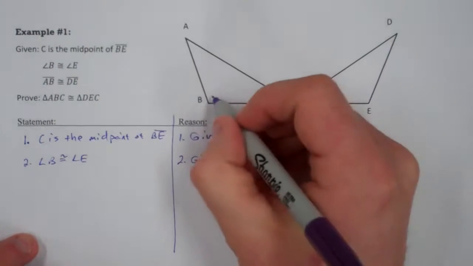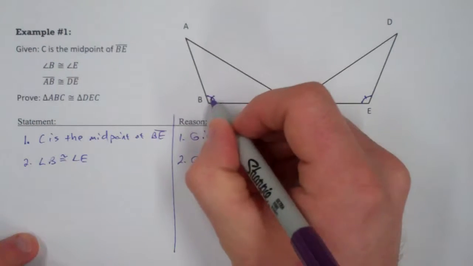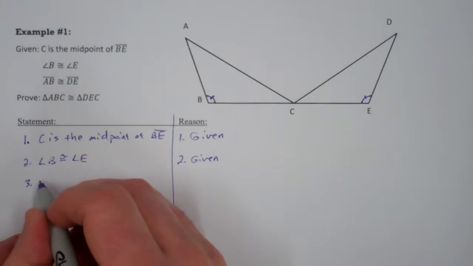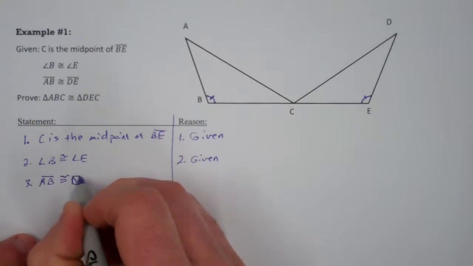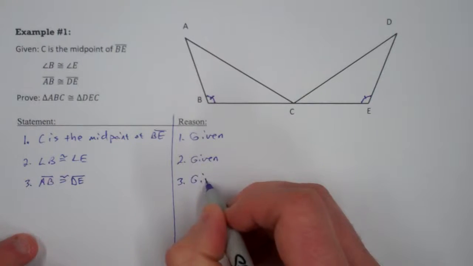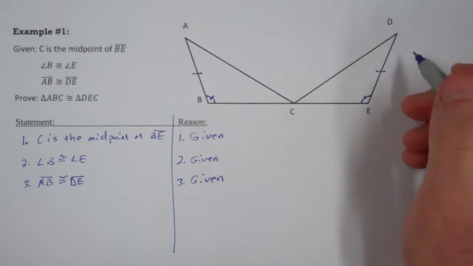We'll mark that on the diagram. Angle B is congruent to angle E. I'll use tick marks here. The third thing is that AB is congruent to DE. Those are two line segments. So we'll mark AB and DE congruent.